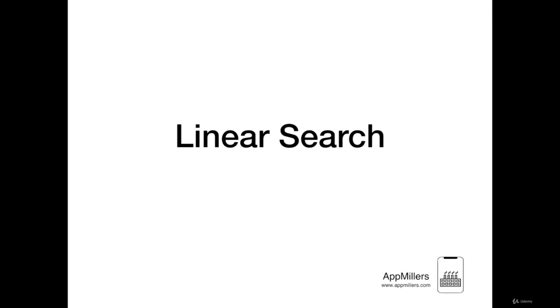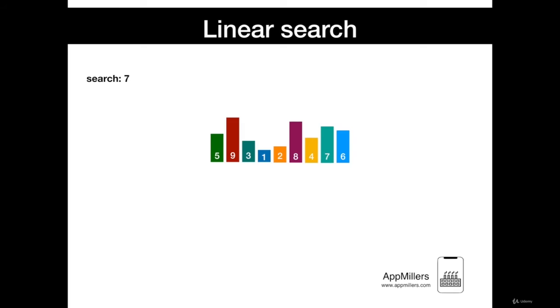Linear search. Linear search is an algorithm for searching through elements of an array. Let's look at it in action. Let's try searching for number 7.